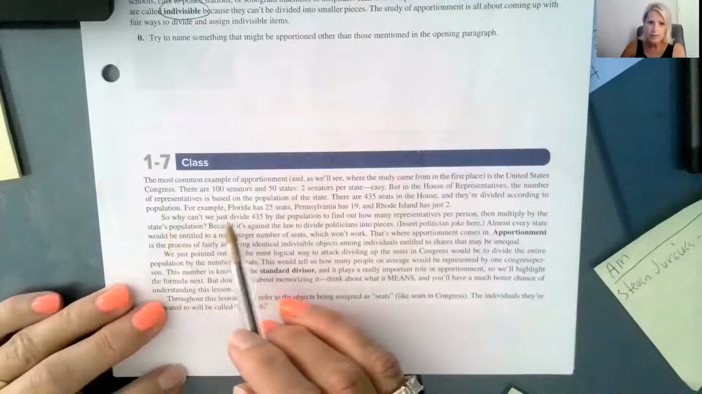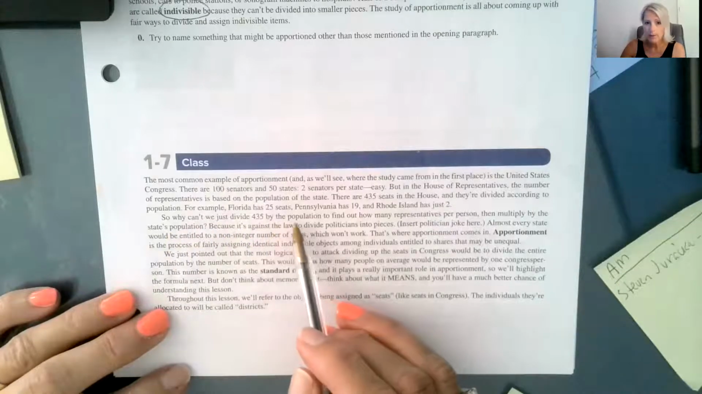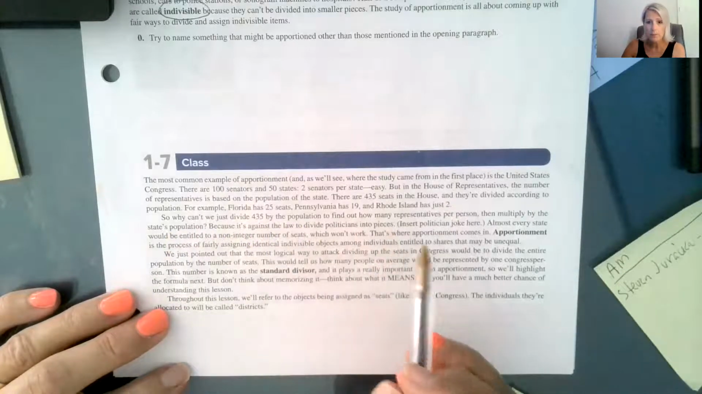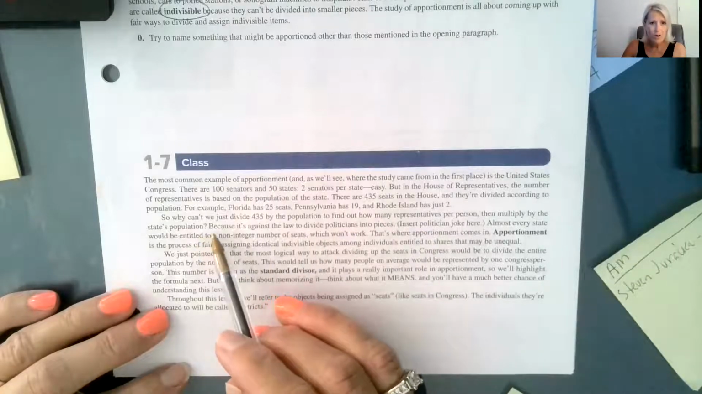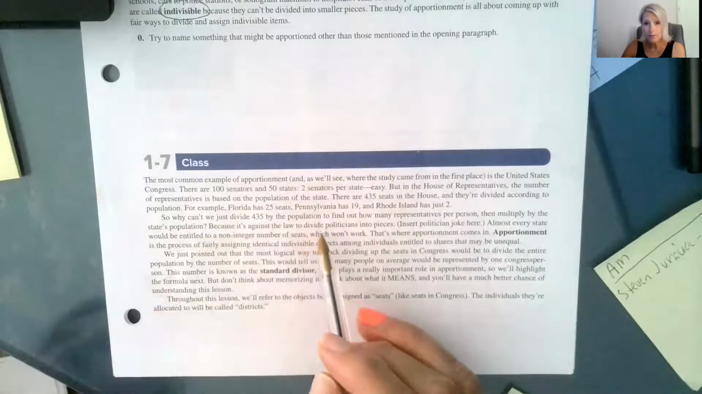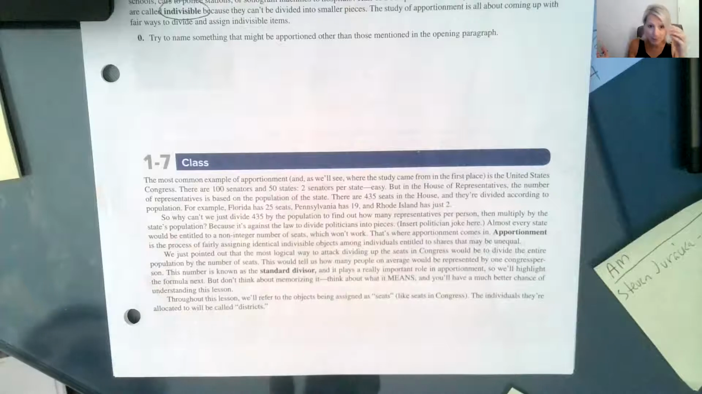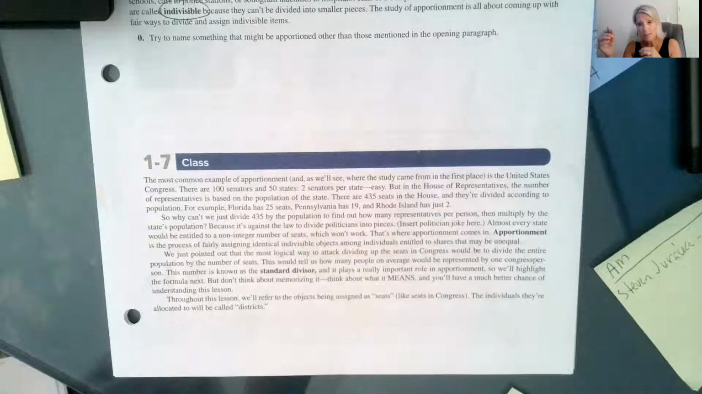So why can't we just divide the 435 by the population to find out how many representatives per person, then multiply by the state's population? Well, it's against the law to break apart politicians into people. And so we have to somehow decide who's going to get an extra representative, which we call a seat in this case, and who's going to get one less.